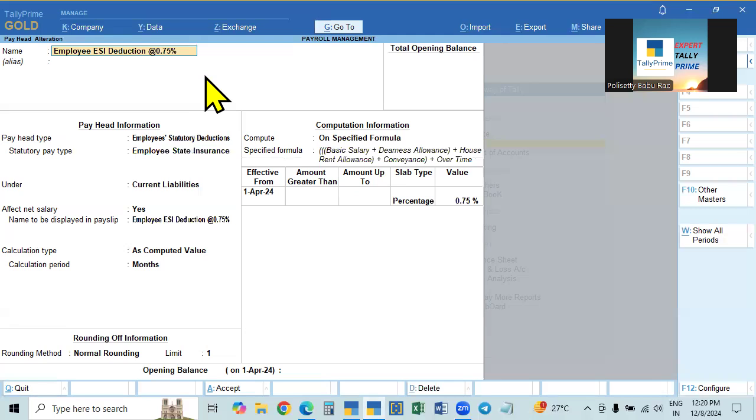Similarly for ESI, if the salary, meaning all these amounts, is more than 21,000, then this is not applicable. There will be no ESI deduction, and the employer also will not contribute anything. So this is meant only for lower-paid employees. If the salary is less than 21,000, this is deducted. That is already built in. It will be taken. Okay, this is completed.